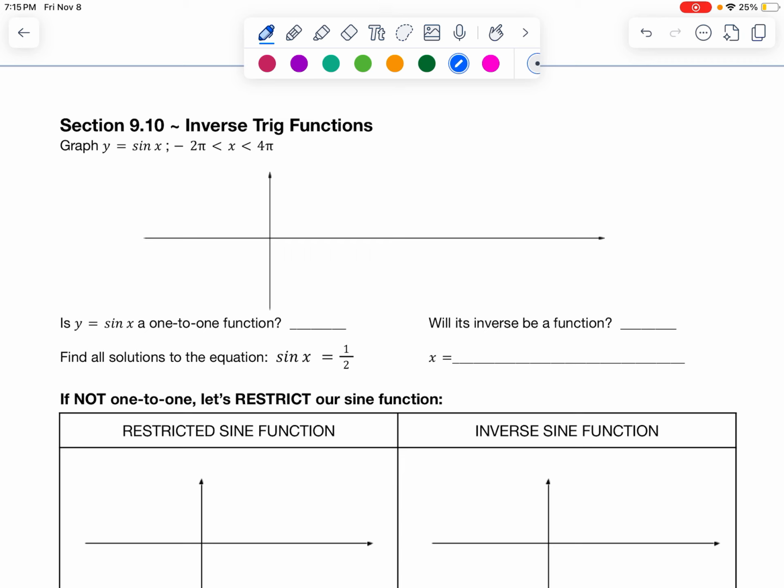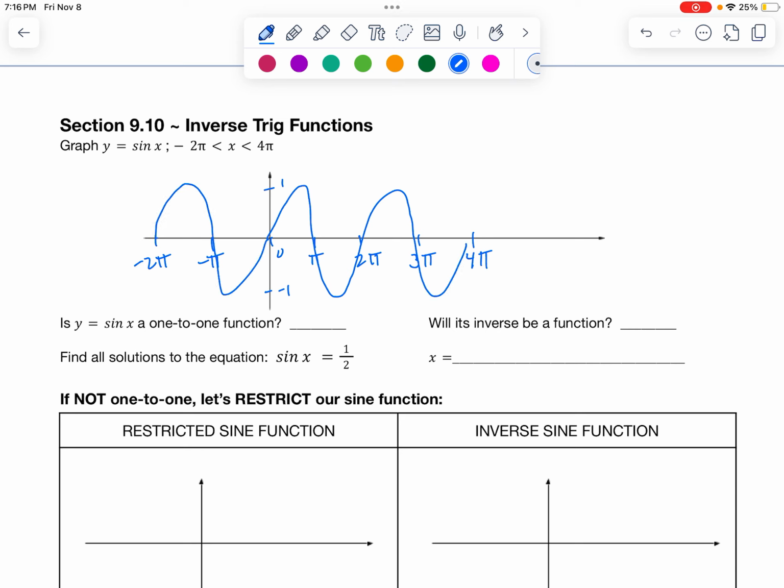So I'm going to start just by labeling my graph. I'm just going to go by pi's all the way to 4 pi, right? We're going to go 1, negative 1 on my y-axis. And we know that this is how my sine function goes, okay?